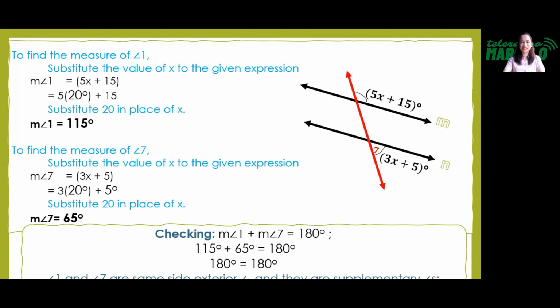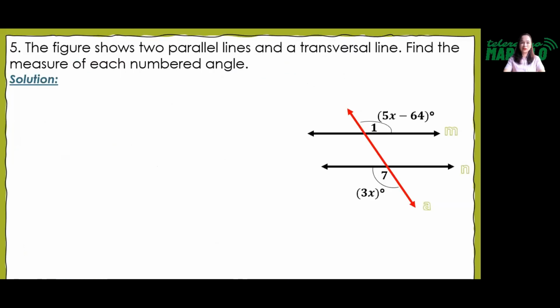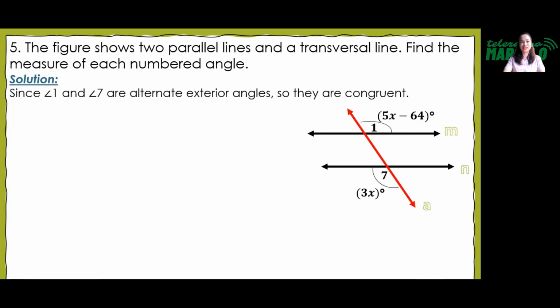Okay, so I hope this is clear to you guys so that we can proceed with problem number 5. For problem number 5, the figure shows two parallel lines and a transversal line. Find the measure of each numbered angle. So this is just like the one that we previously had. But of course, you have to check the relationship that exists between angle 1 and angle 7. Okay, so what is the relationship between angle 1 and angle 7?